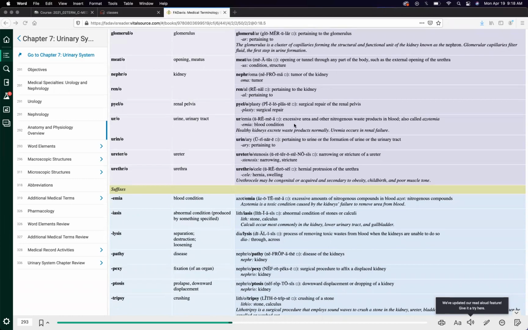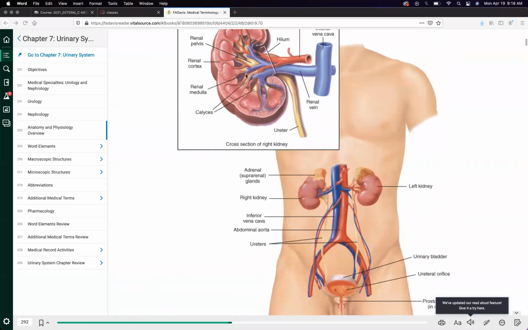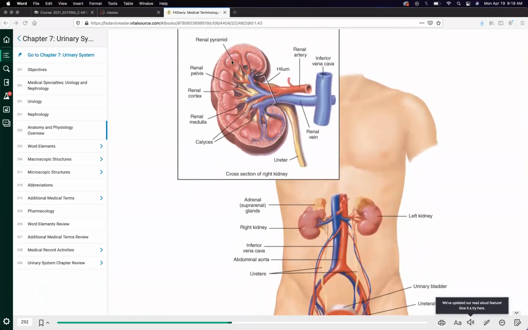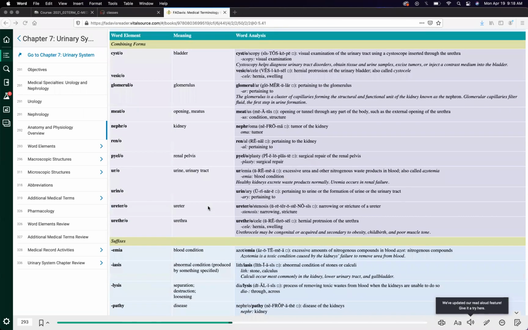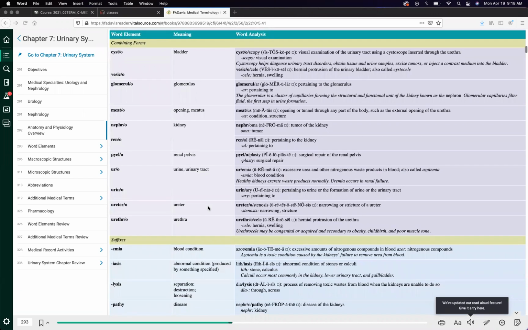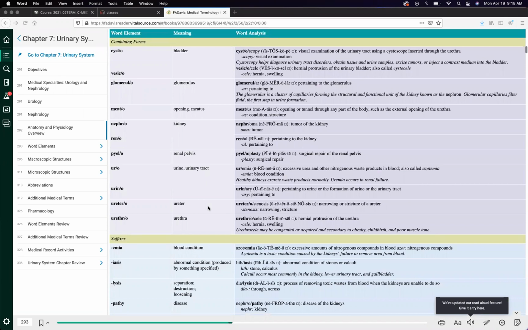Uremia. Now, I mentioned that the function of this thing is to filter out the blood. Now, what happens if this doesn't do its job? It's not able to filter things anymore. If this isn't able to filter things anymore, what's going to get backed up into the blood? You're going to get nitrogenous waste, because that's the main thing we're trying to get rid of in urine. We're trying to get rid of excess nitrogens. And if you can't get rid of that, it gets backed up into the blood, and then you'll have something called uremia. And that's a sign of renal failure or potential renal failure.